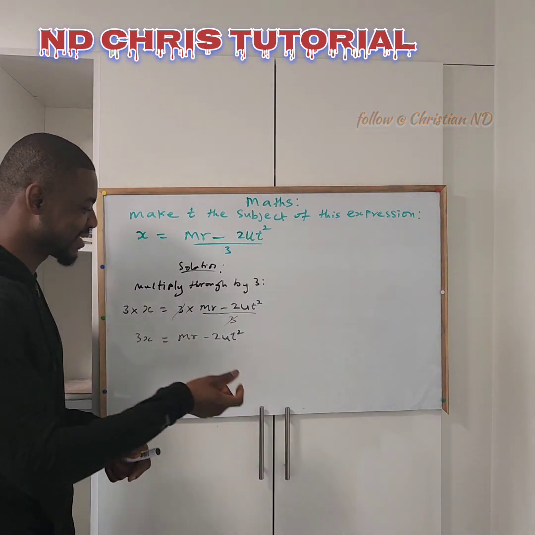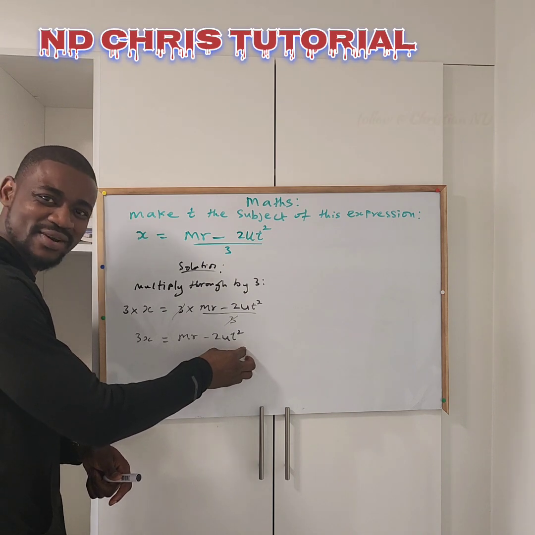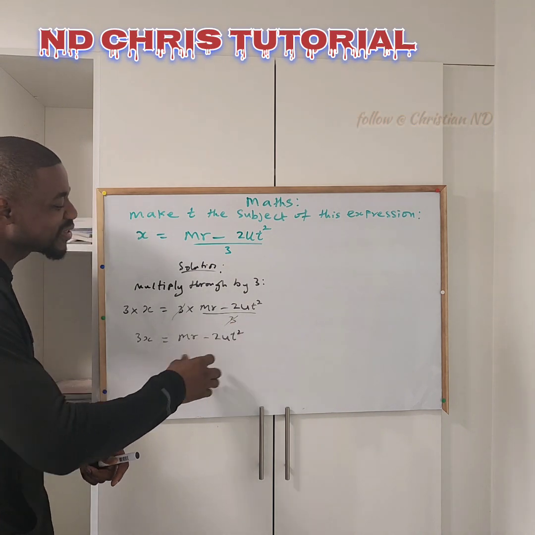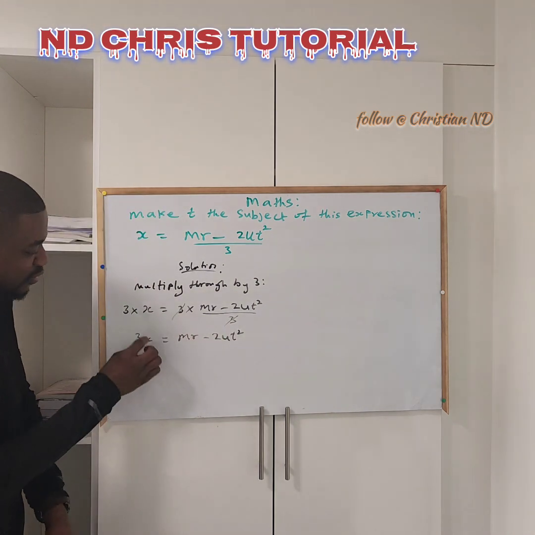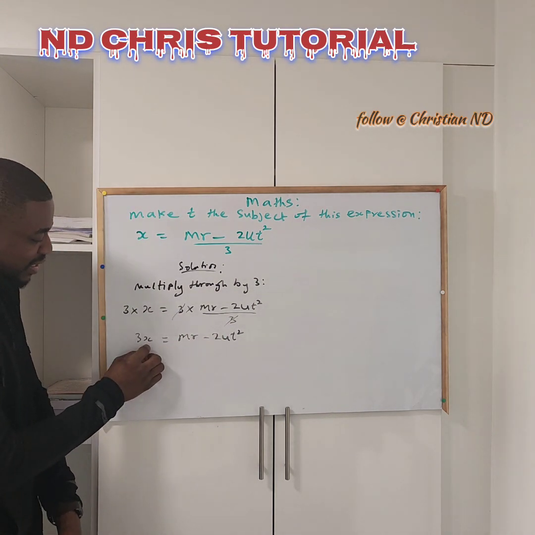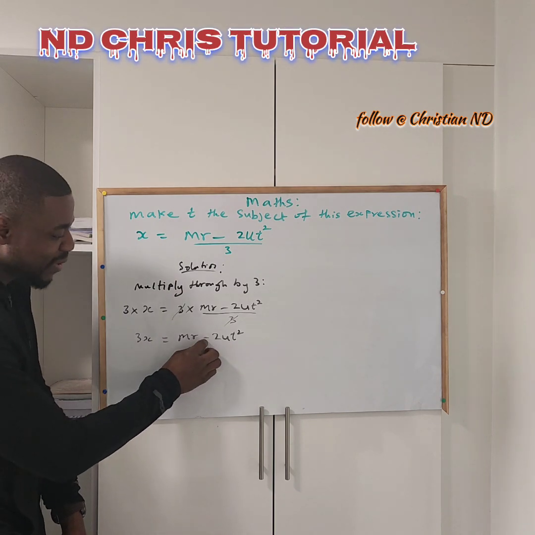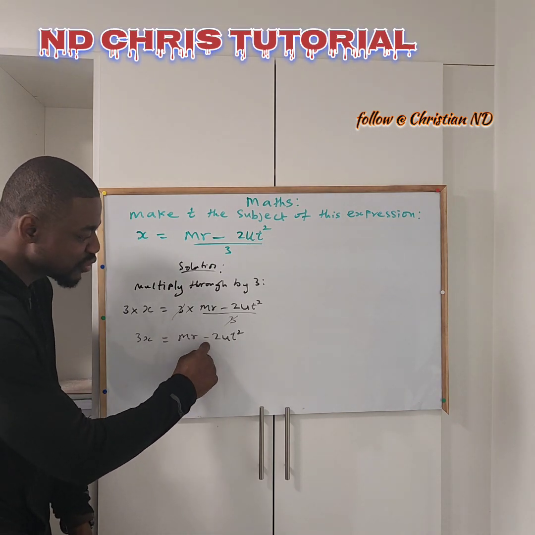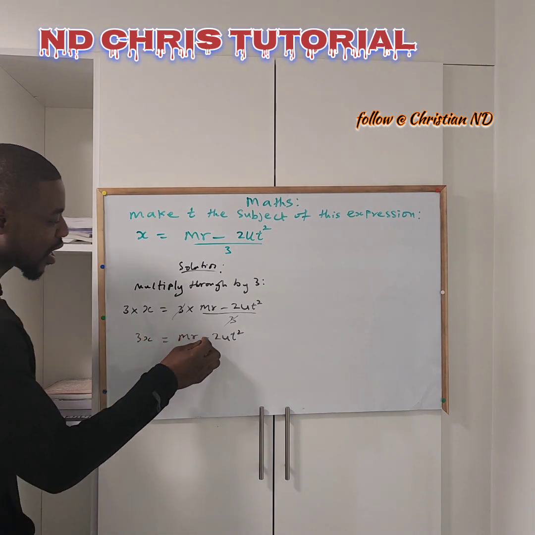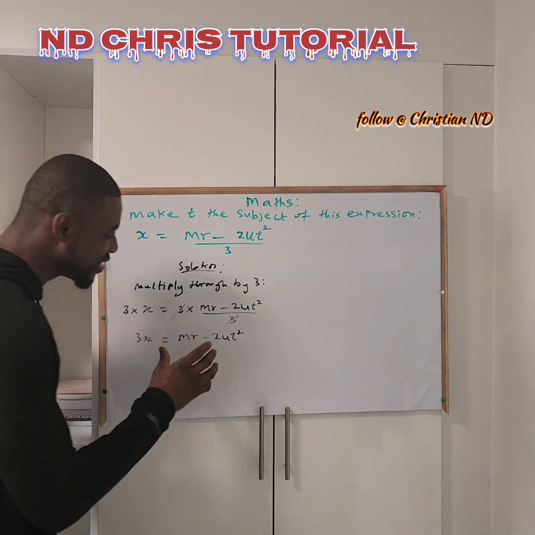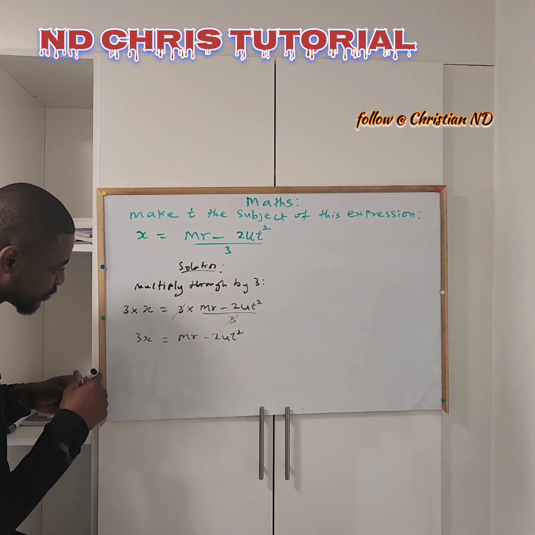Remember that the gist is to make t the subject of the formula. That is, it has to be alone. So we have to detach every other thing attached to it. If I bring mr to this side, we're going to have 3x minus mr, and we'll be left with minus 2ut squared. So in order to make it easier, see what I'm going to do. I'm going to rearrange this expression now. Watch what I'll do.